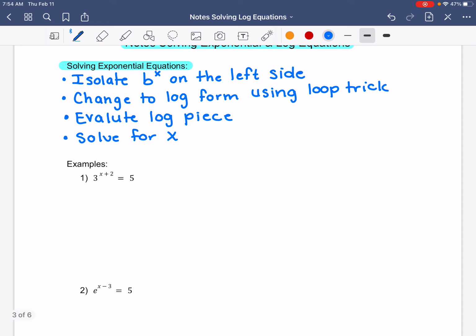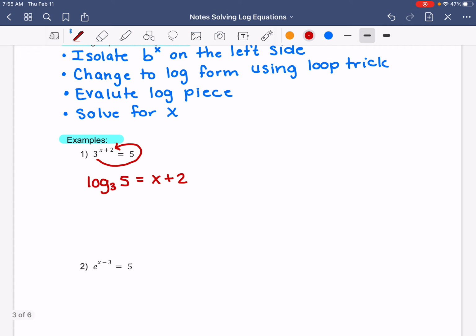Here's our first example. It says 3 to the power of x plus 2 equals 5. So we don't know 3 to what power is 5. What we're going to have to do is isolate our exponential piece on the left. This is our exponential piece. It's on the left, it's already by itself. So we can go ahead and change forms using the loop trick. If this is exponential, I'm going to change it to log form. So it'll be log base 3 of 5 equals x plus 2.